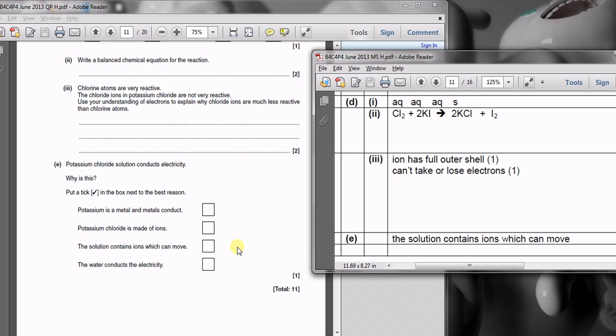The charged particles can move. It can conduct electricity. You might be tempted to put that water conducts electricity, and that's why the potassium chloride solution conducts electricity. Well, water does conduct electricity, but we're not talking about pure water. We're talking about a solution. So we're talking about potassium chloride solution. Therefore, once again, this one isn't specifically talking about what is being mentioned in the question. So the correct answer is that the solution contains ions and they can move. This here is your correct answer.